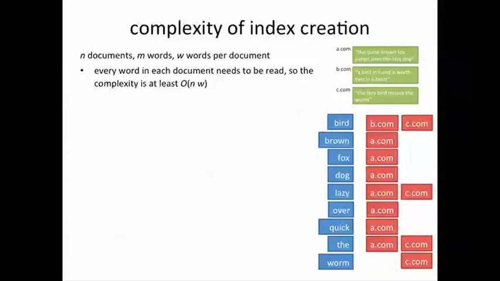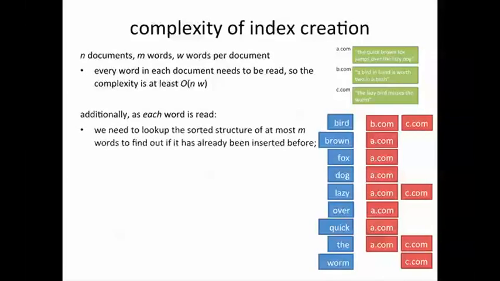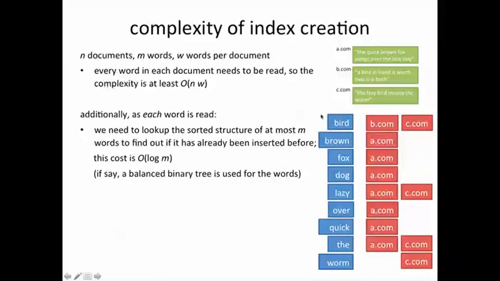First thing we notice is that every word in each document needs to be read at least once. So the complexity is at least order nw. Additionally, as each word is read, we need to look up this sorted structure of words to figure out whether or not it has already been inserted before. The cost of looking this kind of a structure up is log m, as we have seen earlier, for example, if a balanced binary tree is used to store these words.